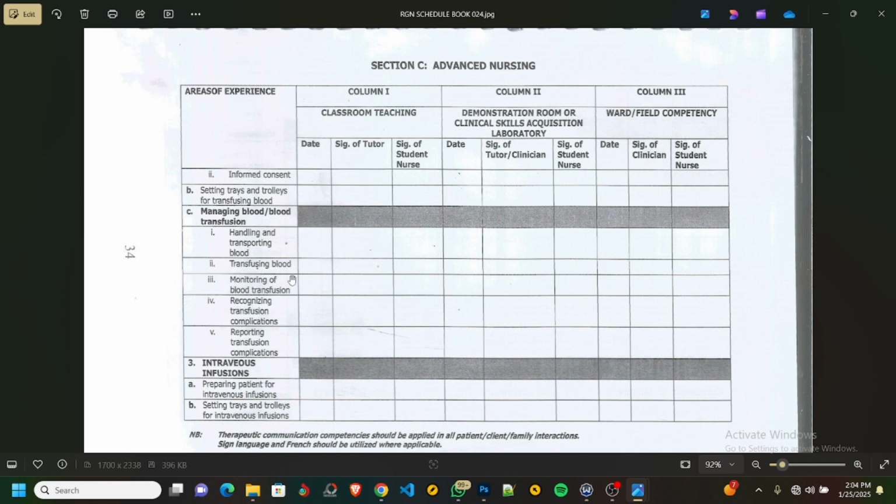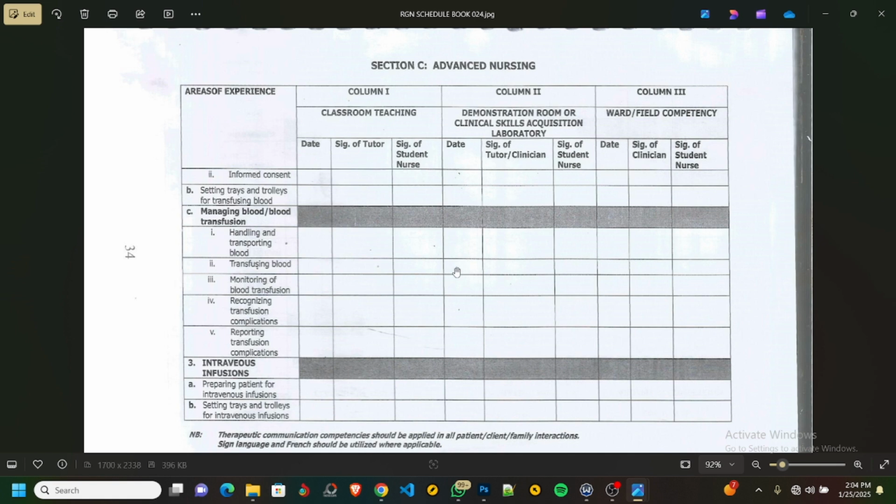We know transfusion of blood is a usual thing that nurses go through. Patients also go through that. So you can imagine, we'll teach you transfusion of blood in the classroom. You might be lucky you will get a demonstration of it, depending on the setting of the school or the arrangement of the tutor.